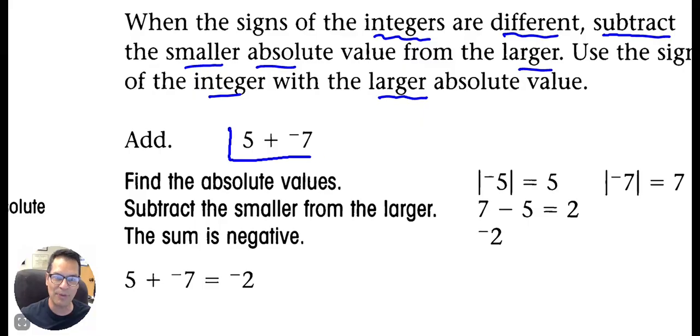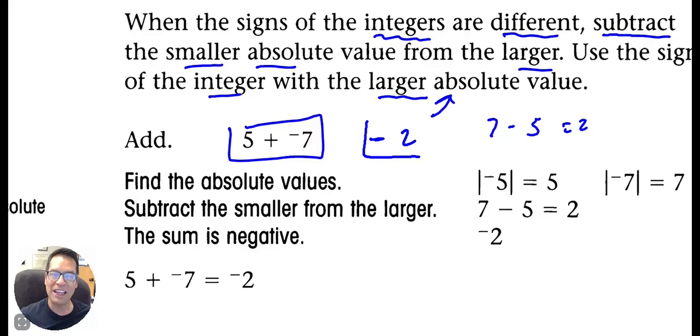So let's take this one. And we're going to start with the second part of the rule here. 5 plus negative 7, that 7 is the largest integer. So I know that my sign when I complete the problem is going to be a negative. Now it says when the signs of the integers are different, subtract the smaller absolute value, so that's 5, from the larger absolute value. So 7 minus 5 equals 2. So I get negative 2.